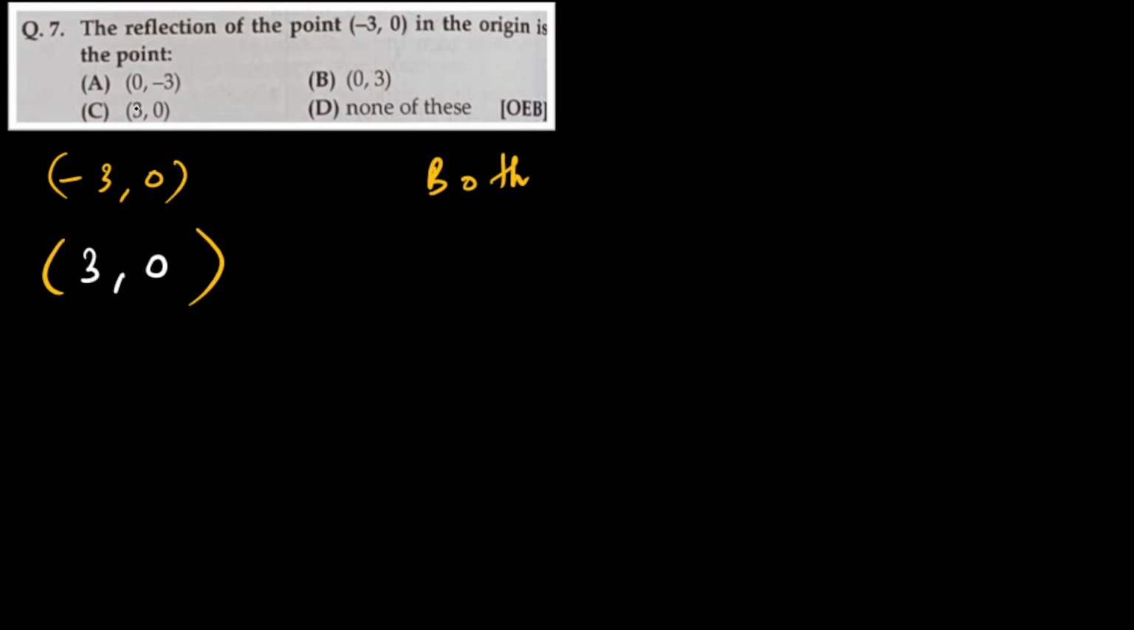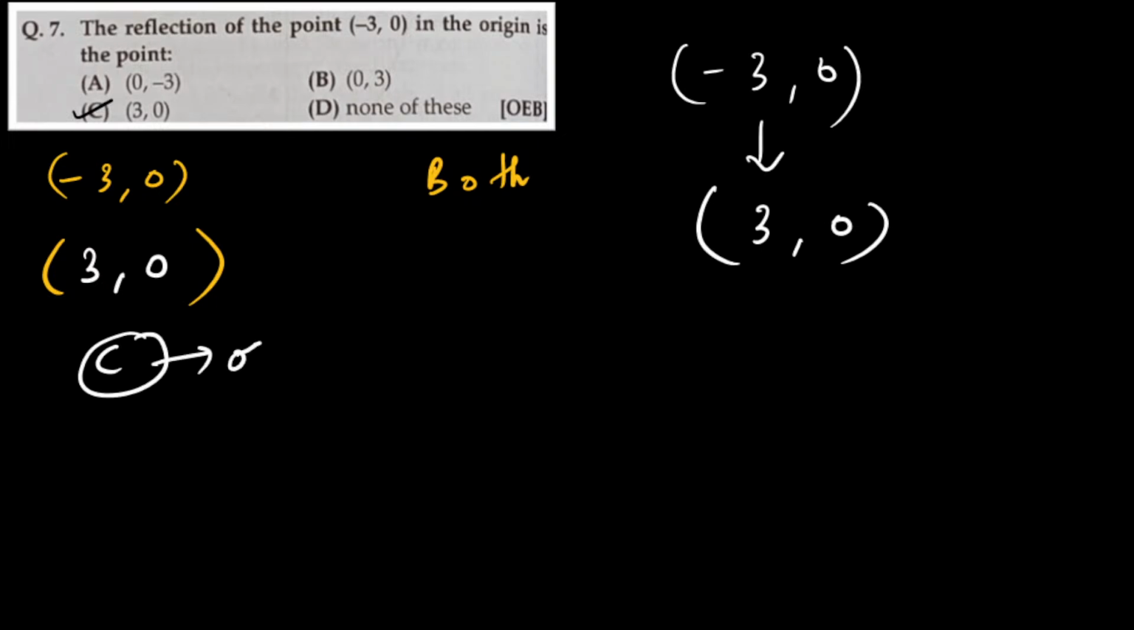So option C. Option C, 3 0. So origin means both the points will change. Here because minus 3 is there, minus 3 will be changed to 3, 0 will remain same. So option C is the answer.